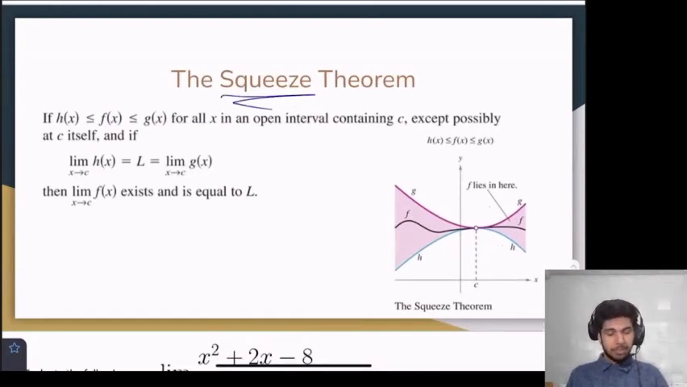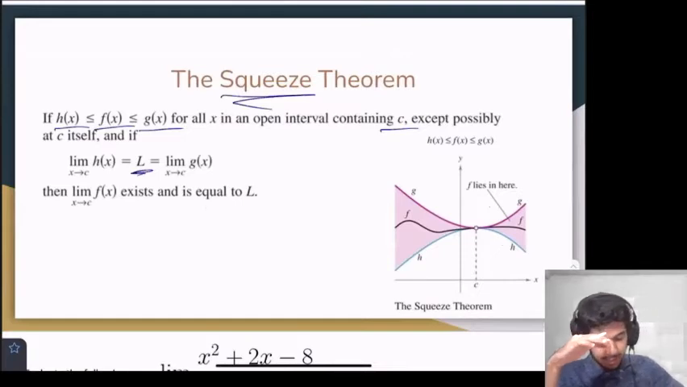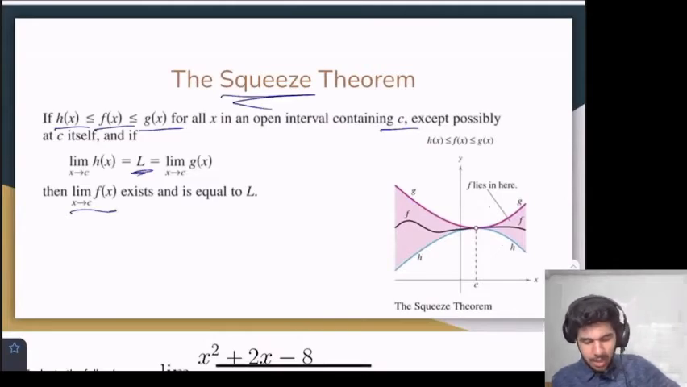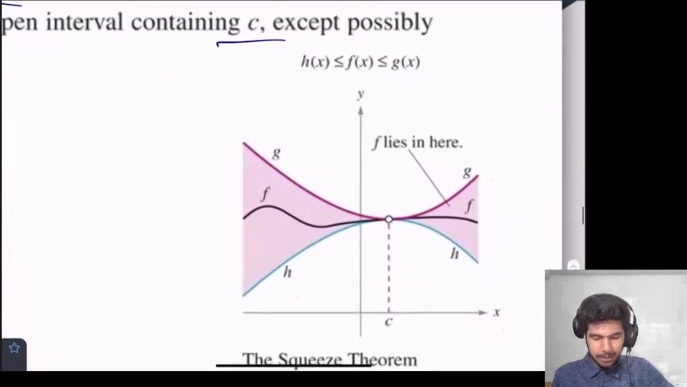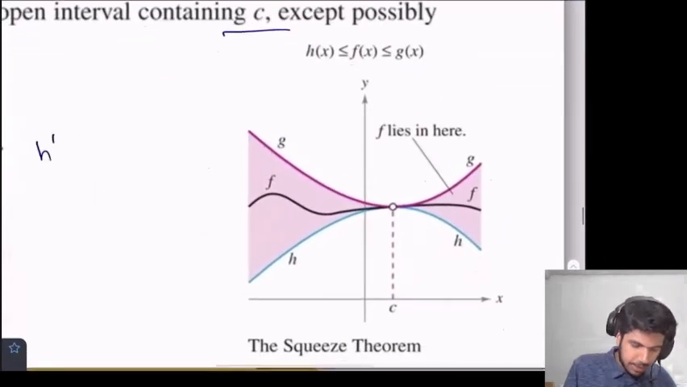So this says, if we have three functions, h of x, which is less than or equal to f of x, which is less than or equal to g of x, for all x in an open interval containing c, except possibly at c itself, and if the limit as x approaches c of h of x is L, which is the same as the limit of g of x, then the limit of f of x exists and is equal to L. So what does that mean? There's a very good picture here. And I'm just going to rewrite the inequality that we started out with, because this is very important.